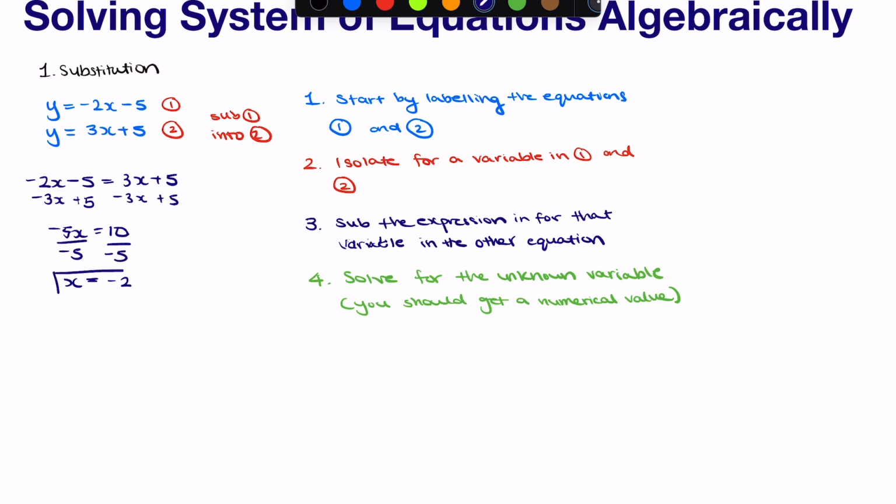Once we have a numerical value of x is equal to -2, what we want to do is sub that numerical value into equation 1 or 2. So step number 5 will be to sub the numerical value for the variable back into equation 1 or equation 2. Whichever one you sub it back into, you should still get the same answer.